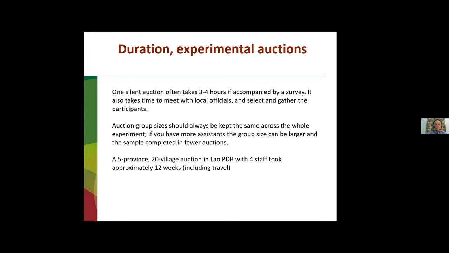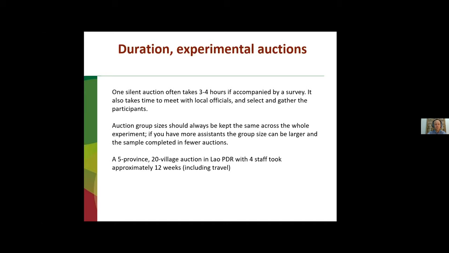Auction group sizes can be modified in order to facilitate the auction process, but they have to be consistent. So if you start with 10 people in each auction, you need to stay with 10 people in each auction. The method is quite sensitive to that. If you have more assistants available, you can work with larger group sizes, which means you can hit your sample size in fewer auctions. And if you have fewer assistants, maybe you need a larger number of auctions in order to hit that sample size.